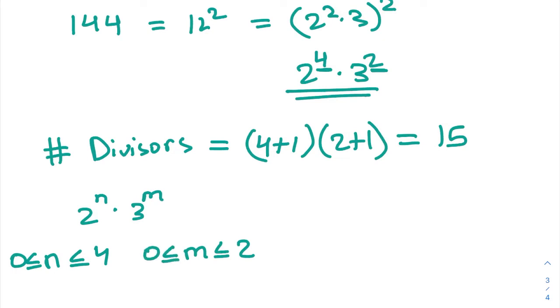So let's see, how many choices are there for n? Well, that's 5 choices. And how many choices are there for m? 3 choices. And for each value of n, we can pick 3 choices of m. So this is just 5 times 3, which is equal to 15. And this is what we got here. And you see here, this is just 4 plus 1 times 2 plus 1.